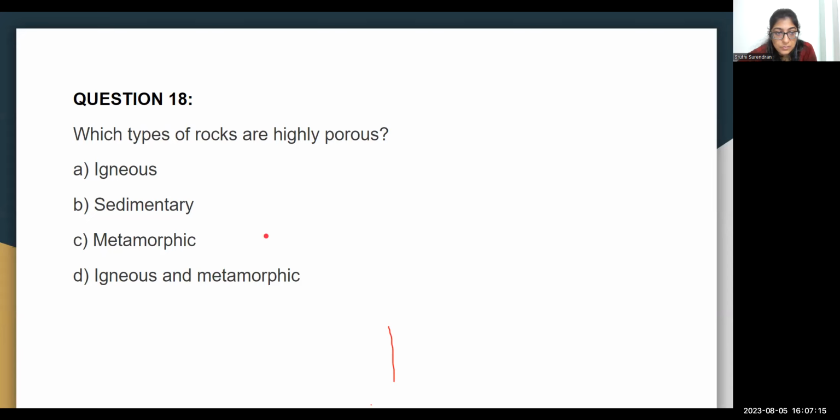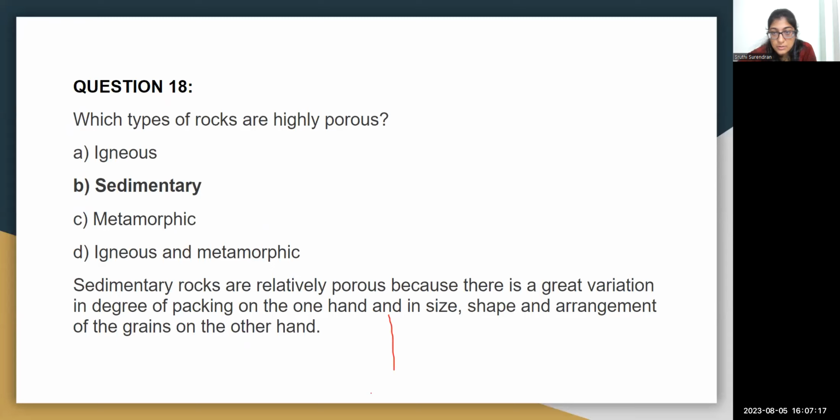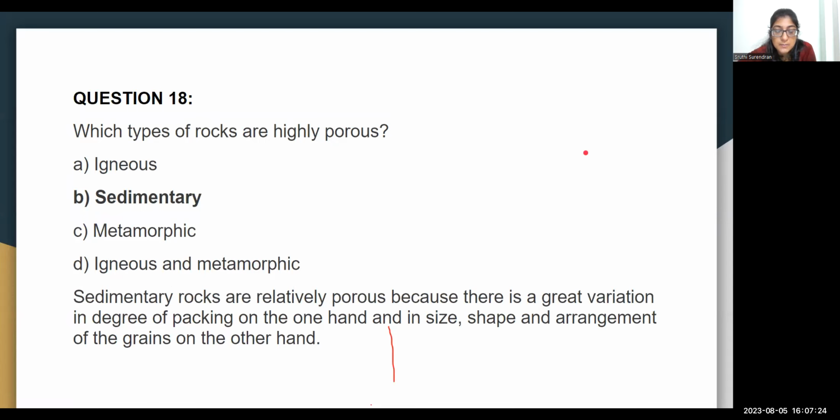Again, it is right, Ishwar. You're also right, it's sedimentary rocks. Sedimentary rocks are porous when compared to igneous and metamorphic rocks. Again, the porosity depends upon how they are packed and the arrangement of the particles. But out of the three types of rocks, it is sedimentary rocks which are highly porous. So that was the last question, I believe, for this week's section.